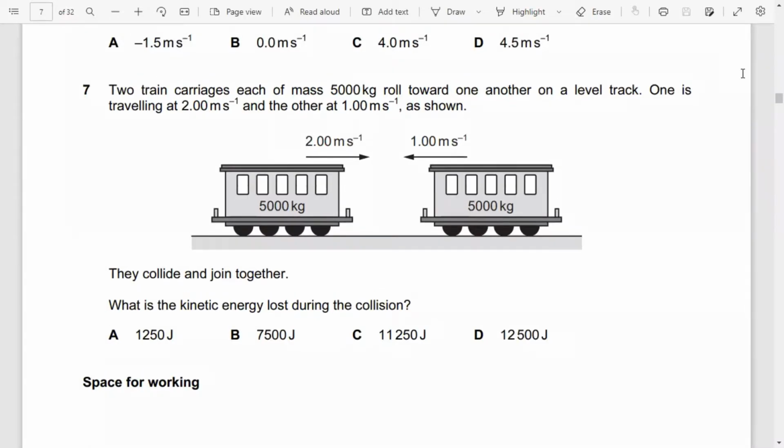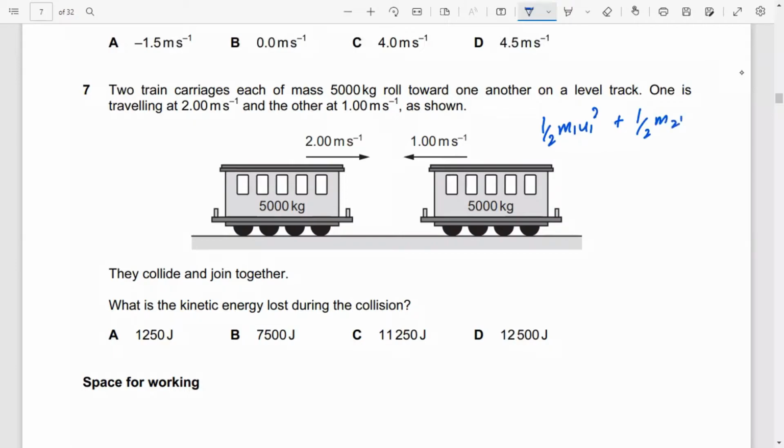आप पहले that is 1/2 m1 u1 square plus 1/2 m2 u2 square, which is u1 is 2, m2 is 5,000 and u2 is -1. ये -1 से कोई फर्क नहीं पड़ता क्योंकि वो स्क्वायर हो जाएगा. इसका आंसर क्या आता है? This is the kinetic energy before collision, right?